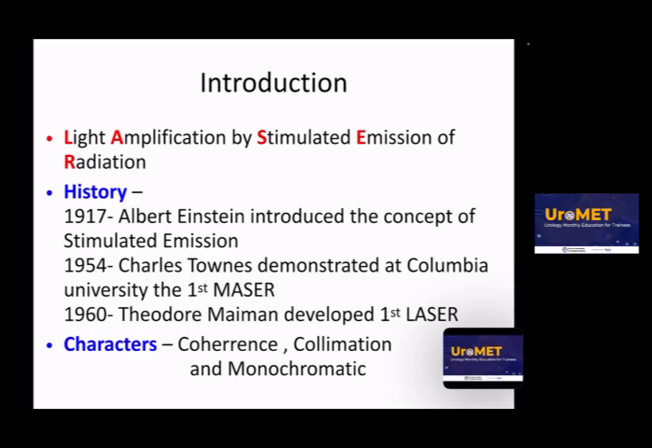It's light amplification by stimulated emission of radiation, and the history behind the laser is that initially in 1917, Albert Einstein introduced the theory of stimulated emission. Then in 1954, the MASER was developed. MASER means microwave amplification by stimulated emission of radiation, here with microwave instead of light. Then in 1960, Theodore Maiman developed the first laser. It is the ruby laser. Ruby means the red light laser.